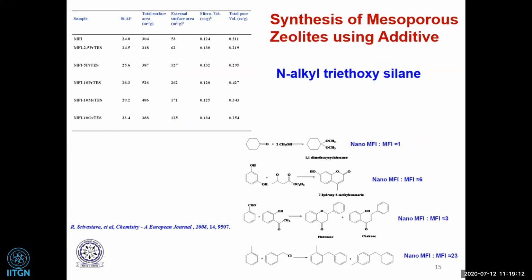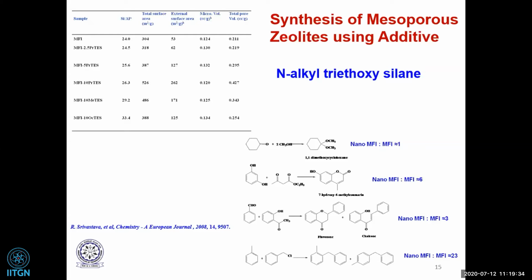Another strategy is how can we reduce the size of the zeolite crystal, that is the mesoporous zeolite or nanocrystalline zeolite, in which we have intercrystalline pores. So how to do that? If you see the silica structure, tetramethoxysilane or tetraethoxysilane, you have all four sides for the growth. So if I cut one arm, then what will happen? The growth will be retarded.